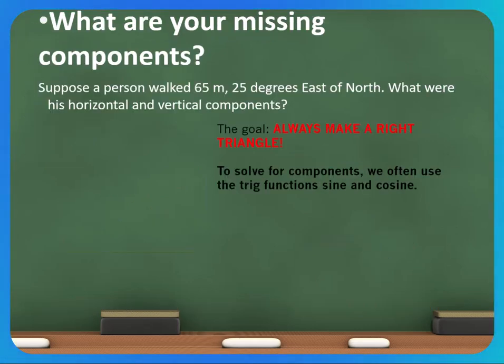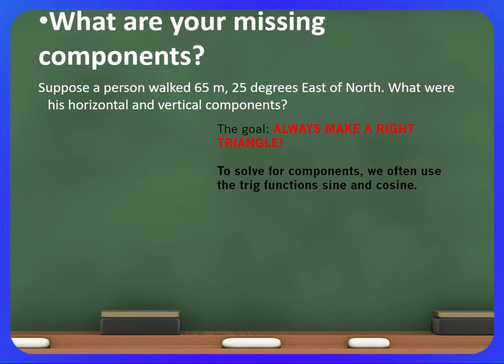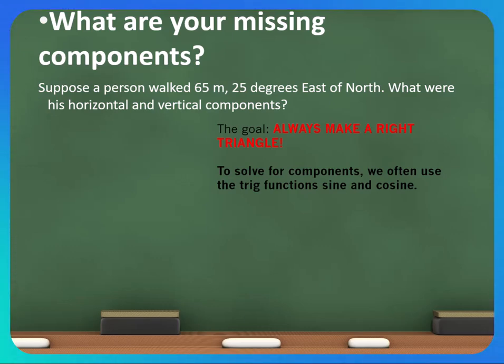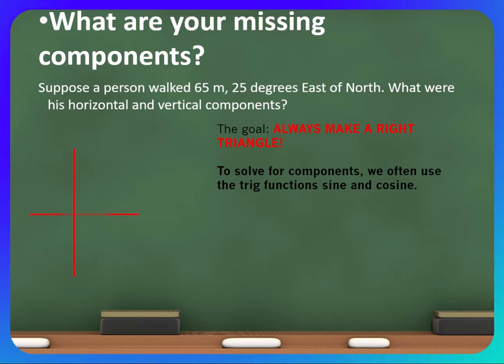So what are your missing components? Suppose a person walked 65 miles, 25 degrees east of north. What were his horizontal and vertical components? So the goal is to always make a right triangle. And then we're going to solve for components. And we often use the trig functions, if we can, sine and cosine.